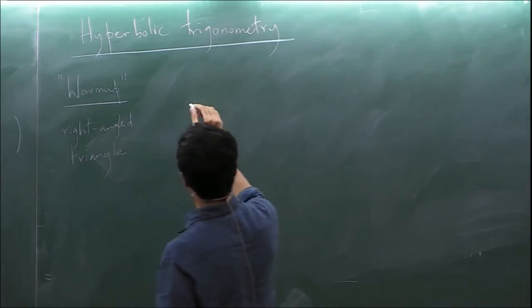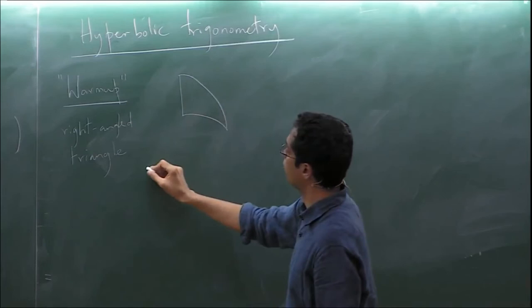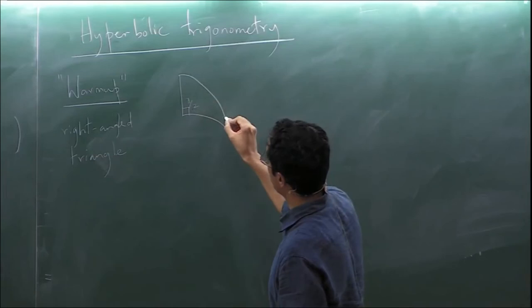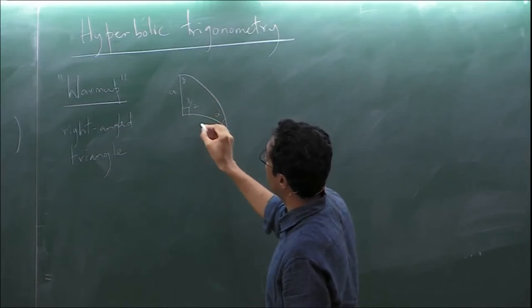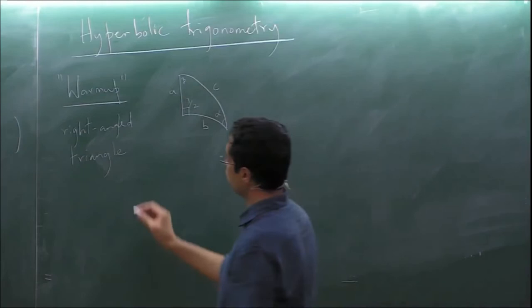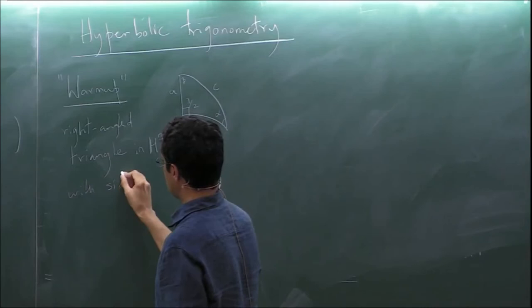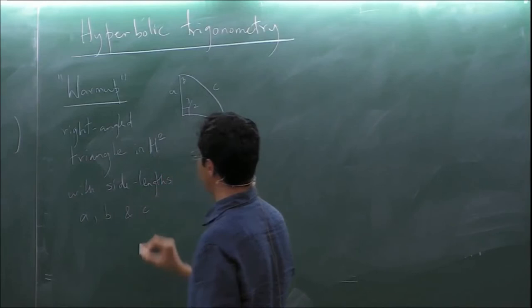So what does it look like? Well, maybe in the picture I was drawing before, in the upper half plane. You want one of these angles to be 90 degrees, pi by 2, and the others, let's say alpha, beta. They have some side lengths. Let's say this is A, this is B, and this is C. So this is a right angle triangle with side lengths A, B, and C.